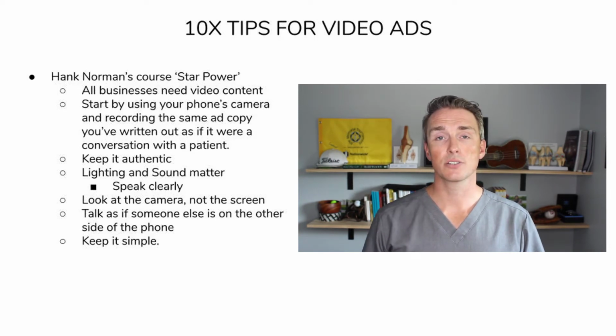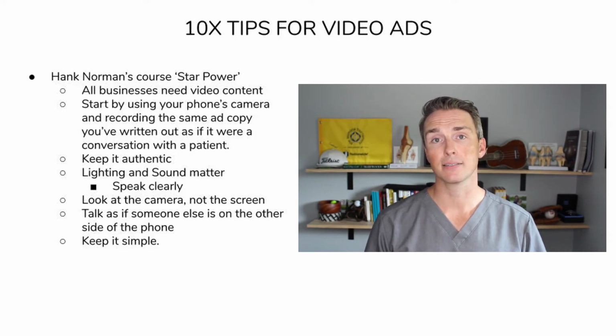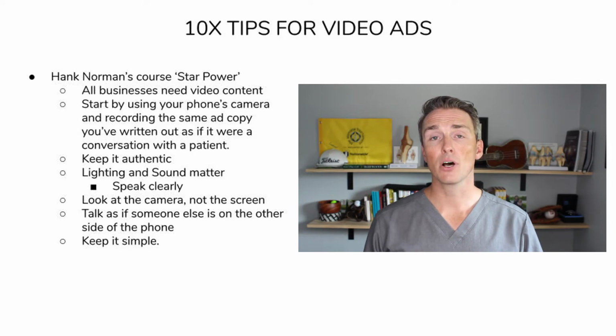Another strategy is just start by using your camera on your phone and record the written copy that you've already written out for your ads. Just verbatim, speak it out as a script and talk into the camera. The third thing is keep it authentic. Be you, be human, be fallible. Don't try to be completely perfect. Puts people off. People want to see authenticity and transparency.